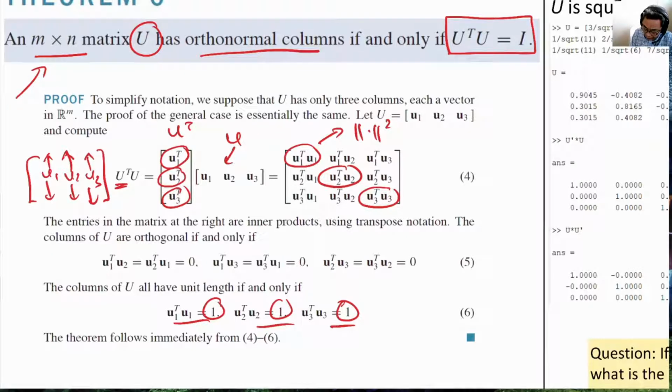Now, what about all the other terms? All the other terms should be 0 because if the column vectors are orthogonal, then the dot product of u2 and u1, u3 and u1 will be 0.